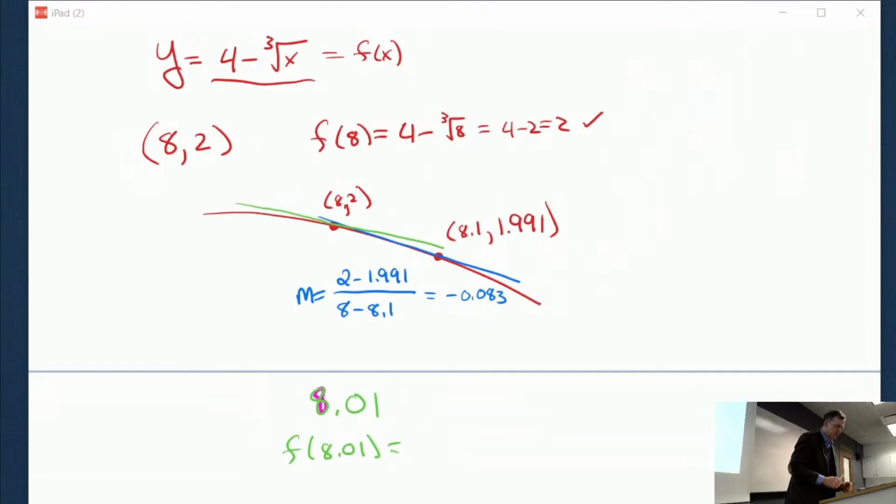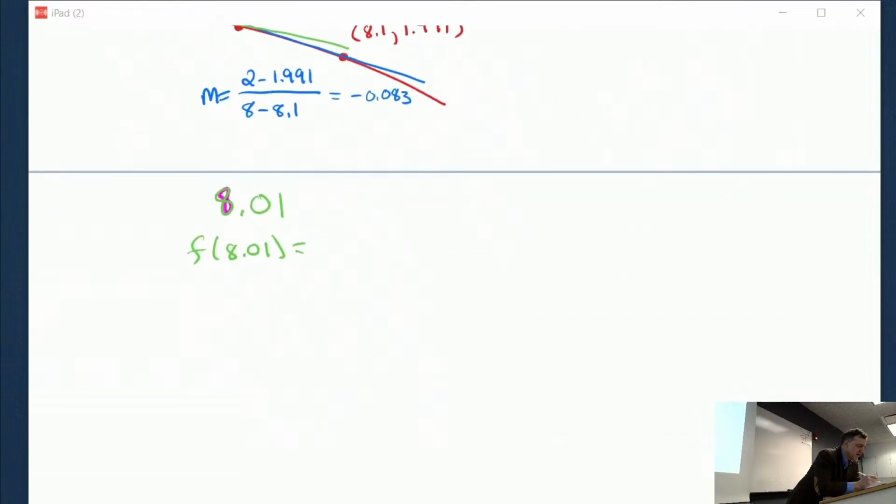All right, so Kelsey, did you get a function value for this? I can't figure out how to do the cube root on my calculator. Oh, interesting. I have the wrong calculator with me. Okay, so that calculator has a cube root. The way you do it is you punch in 8.01 and then use that key there.